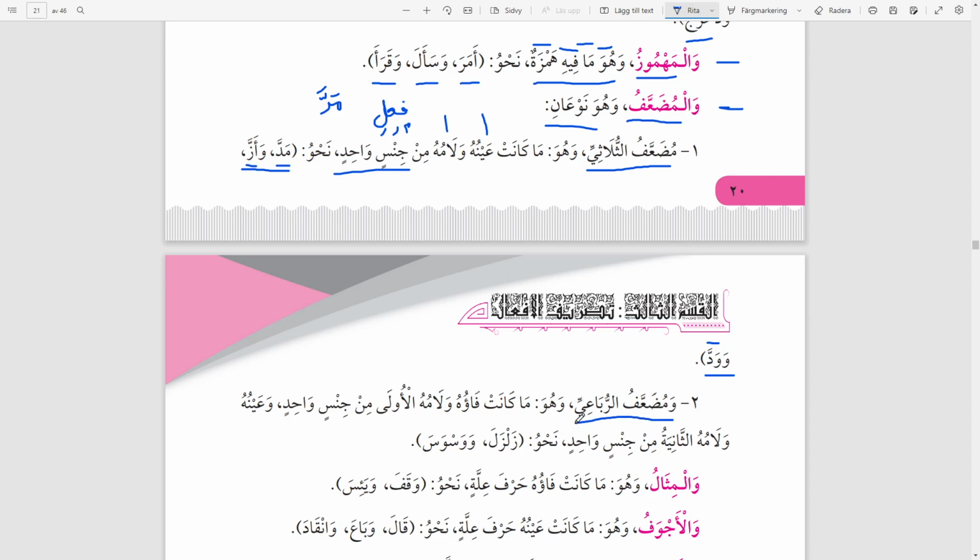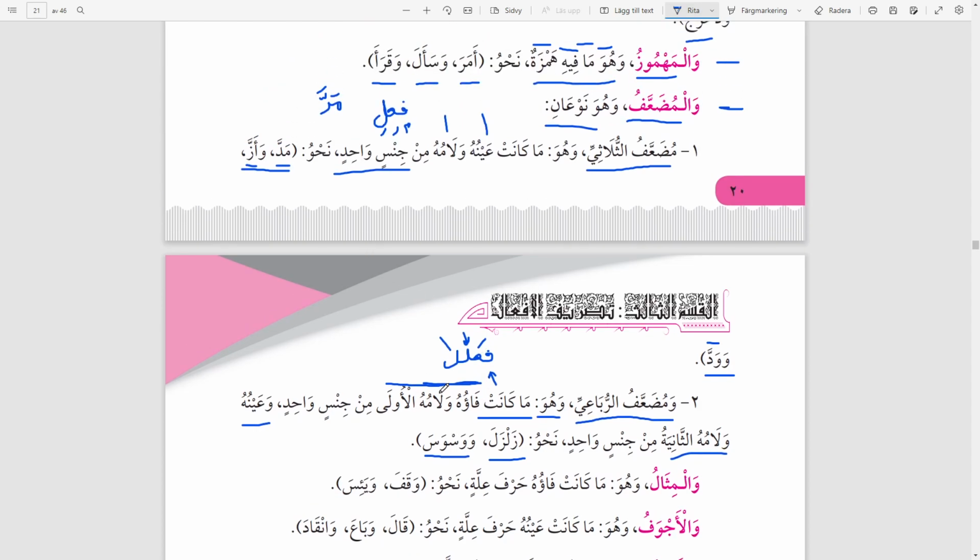Then you have the مضاعف الرباعي, a 4-letter word which is duplicated internally. So it is what has a fa and lam al-ula. So you have a 4-letter verb, fa'lala, right? So he says the fa and the lam al-awwal are the same letter. And al-ayn, al-lam al-thaniya, those are the same letter. So like zalzala and waswasa.